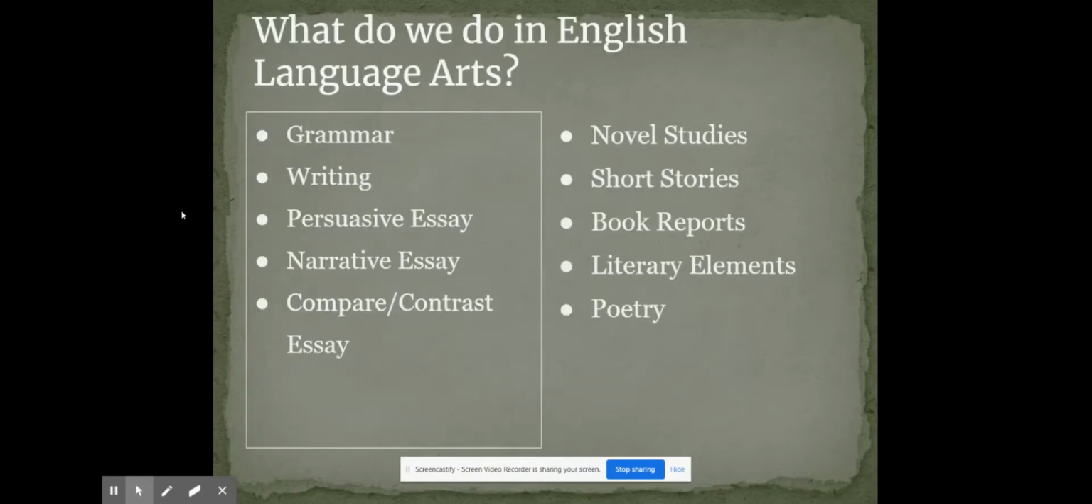What do we do in English Language Arts? Grammar, writing, persuasive essay, narrative essay, compare and contrast essay, novel studies, short stories, book reports and projects, literary elements, and poetry.